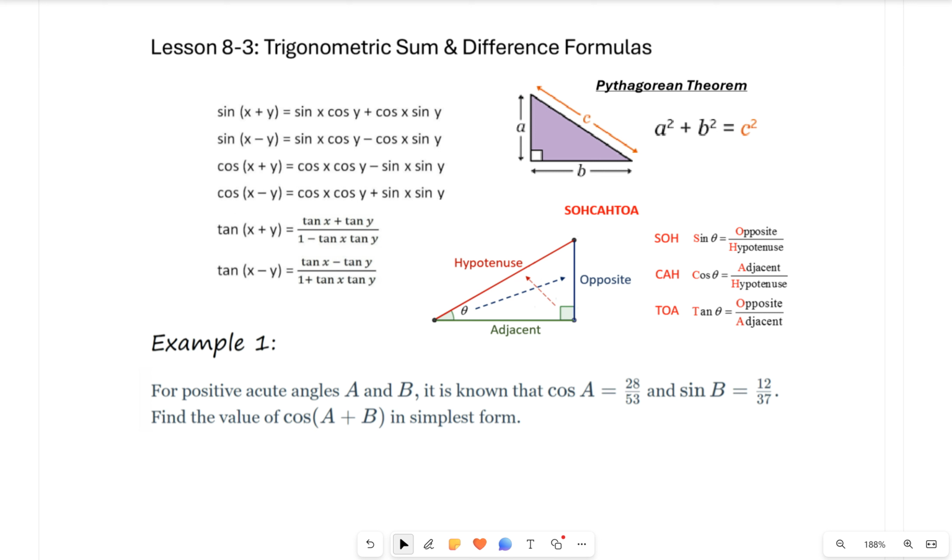Lesson 8.3, Trig, sum, and difference formulas. So at the top of our screen here, we can see some formulas being given to us for the sum and difference of sine, cosine, and tangent angles. Also included in this lesson is a reminder of what is our Pythagorean theorem.